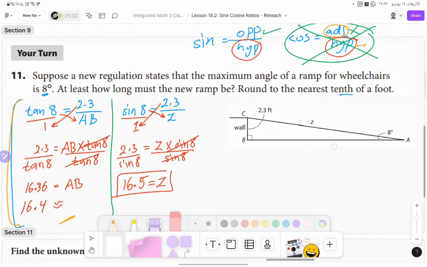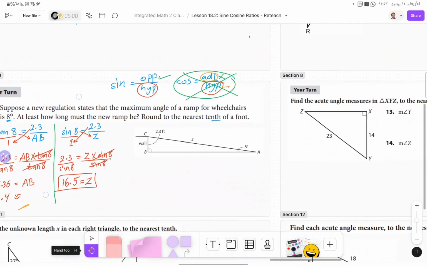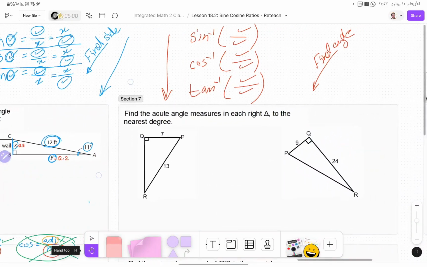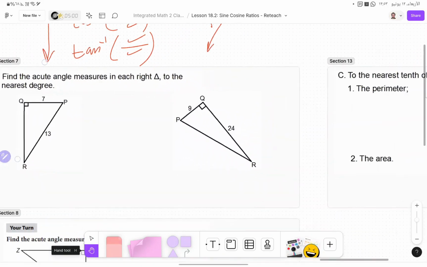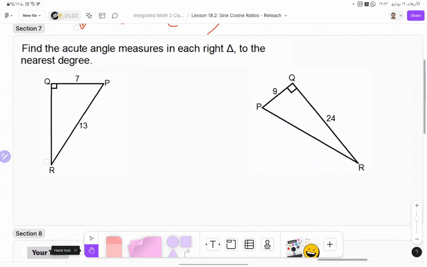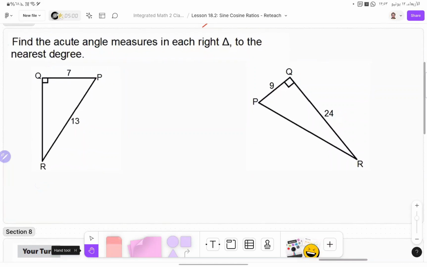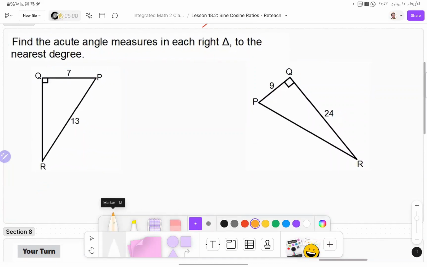Now let's go to another type of question, which is finding the angle. And as I told you, finding the angle is the easiest part. Find the acute angle measures in each right angle triangle. So now let's find this. The question asks you to find the acute angles. I have angle R and I have angle P.